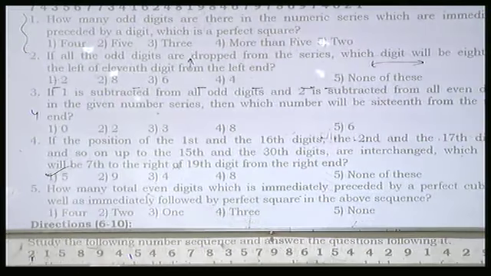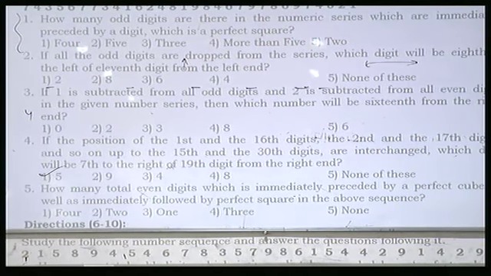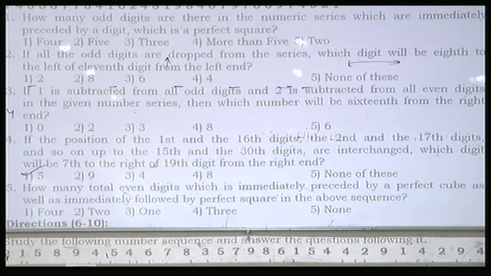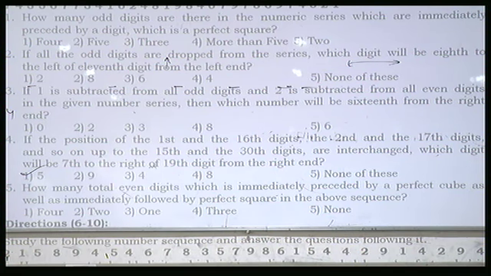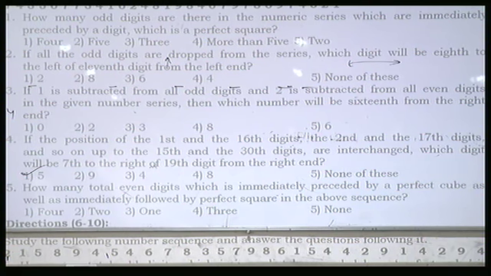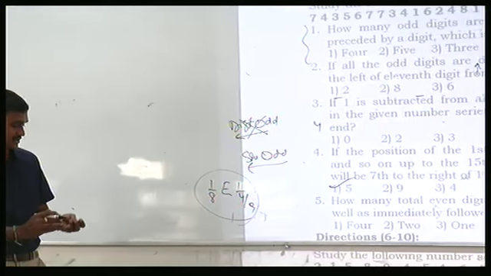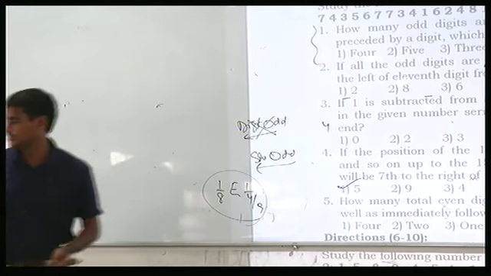Next one: how many total even digits are immediately preceded by a perfect cube as well as immediately followed by a perfect square? Even, preceded by what? Cube as well as square. How many cubes are there? 2 cubes, 1 and 8, and followed by squares. What are squares? 1, 4 and 9. Check out whether this is possible. Even, then check out what is an even digit.